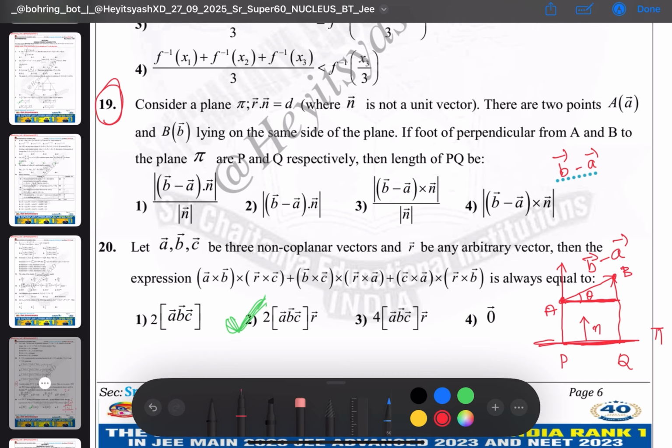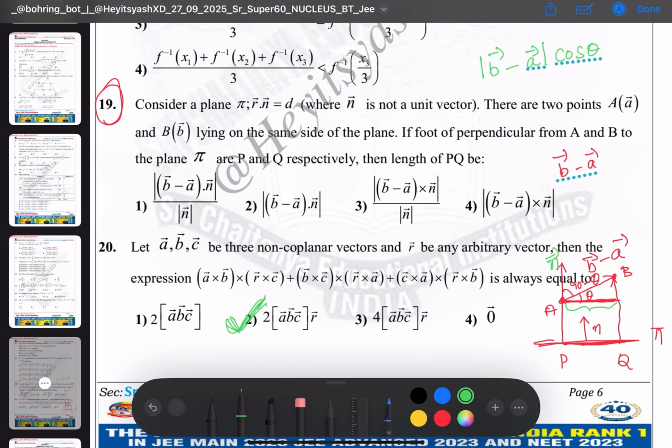So the normal will be something like this. So this will be 90 minus theta. Alright. Okay. So you have to find out this particular length. That particular length will be simply cos theta. Now we have to find out cos theta. Alright. Now, so this is the direction of the normal.